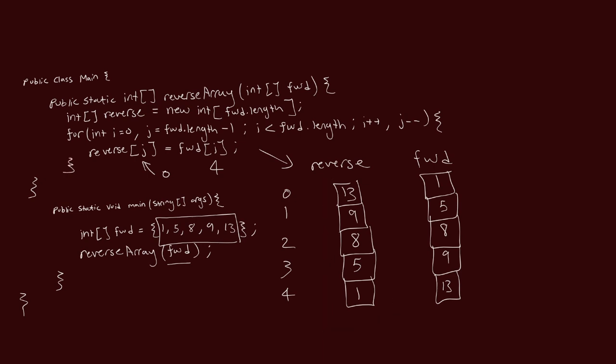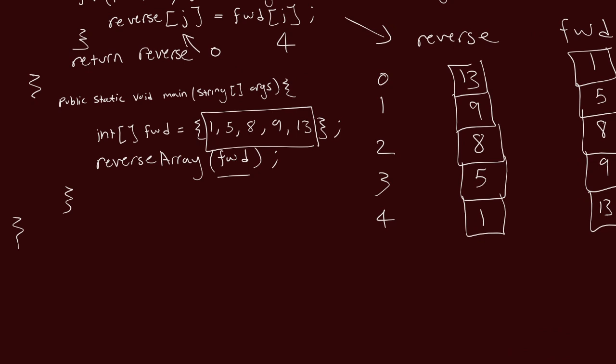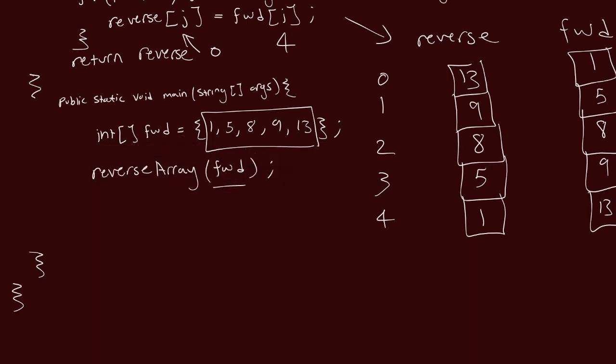And then let me add a square bracket here. And then at the very end, we're going to be returning our reverse array. So we just do return reverse, all right? And now let's go back to here. Now let's print our reverse array. Pretty much how we can print out our reverse array is actually like this.